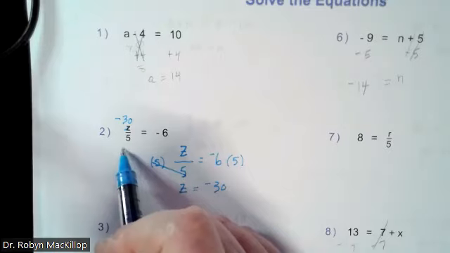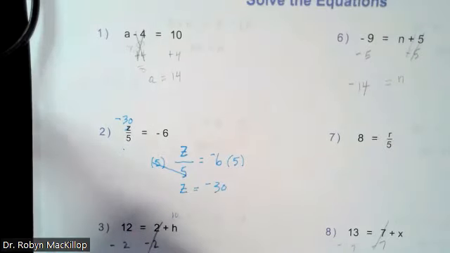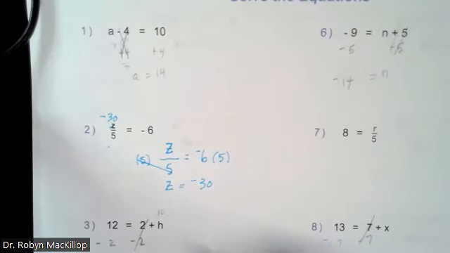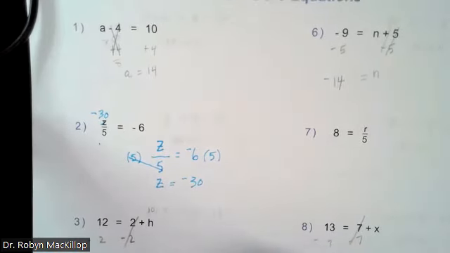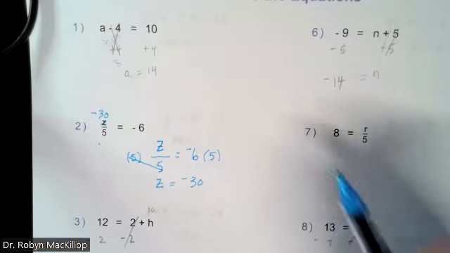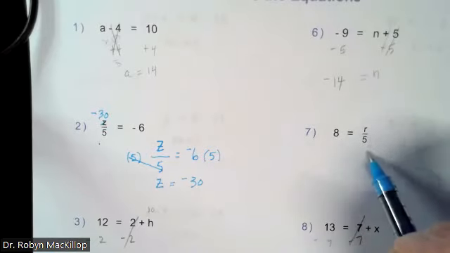Negative 30 divided by 5 is negative 6. That's the cool thing about algebraic equations. You can check them super fast. Let's try this one. And this one, I think I have room.